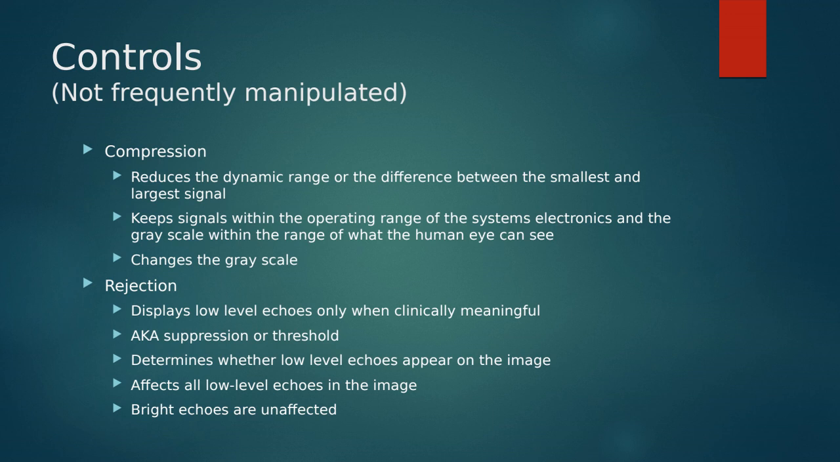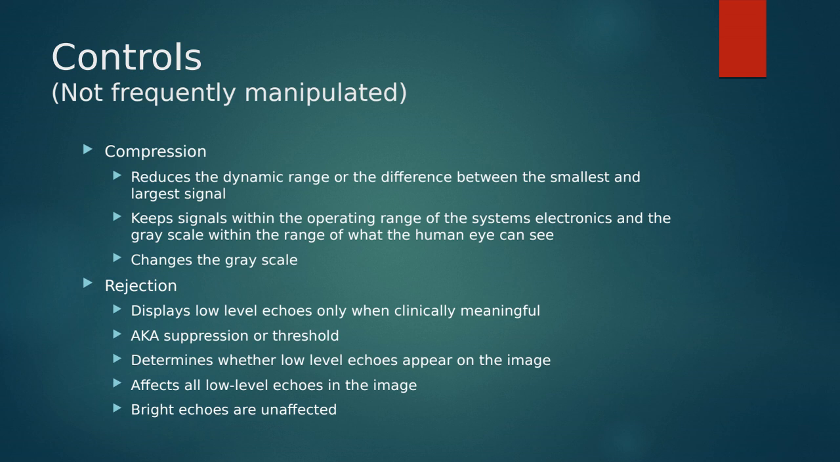Rejection is when we get rid of the signals that are not clinically relevant. They're so weak and so low that the machine doesn't even process them. This is also known as suppression and threshold. This gets rid of the really dark echoes on our image, and the bright areas are not going to be affected if we were to use rejection.